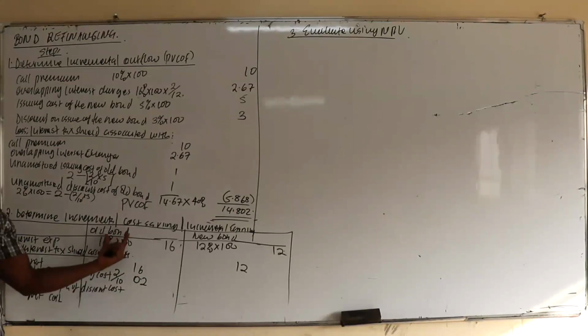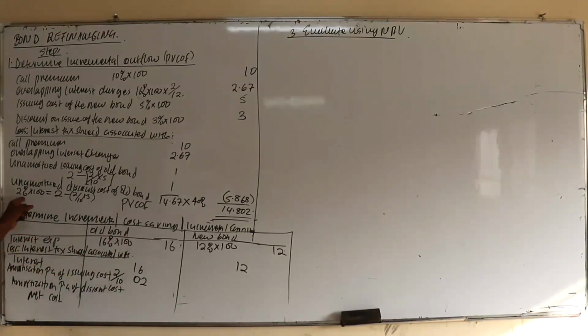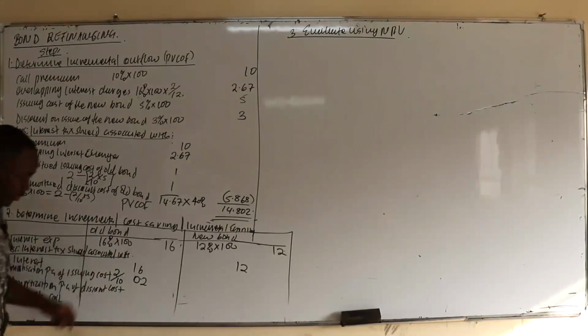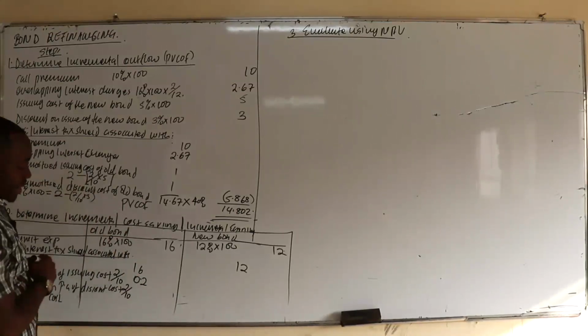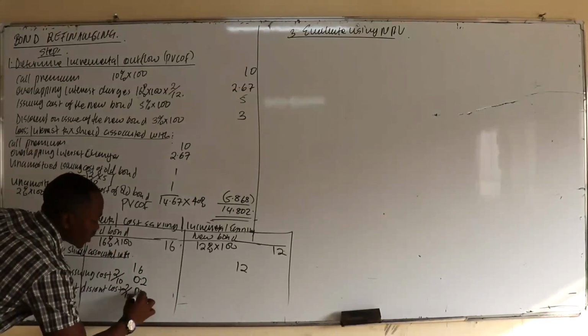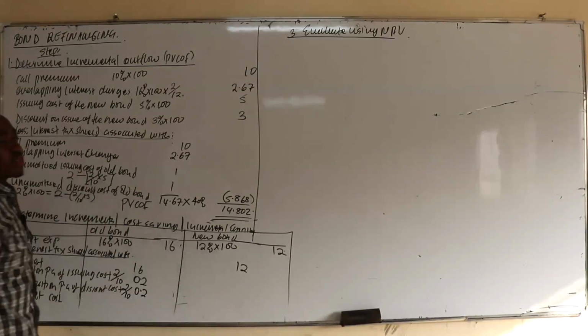Amortization per annum of the discount cost. We are looking at the old bond. How much was the discount cost of the old bond? It is 2%, which is 2, right? So in this case, you're looking at amortization per annum. So it's 2. The economic period was 10. So how much have they been charging per annum? 0.2.